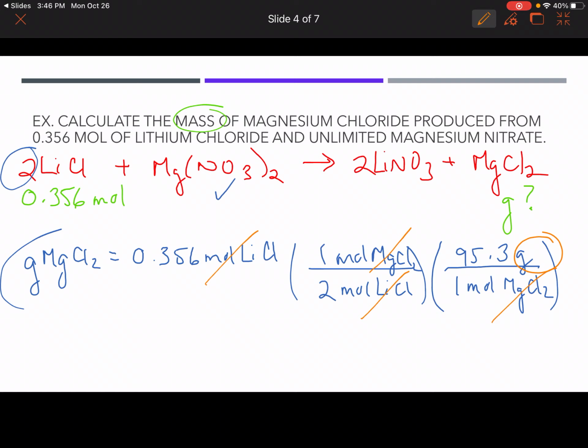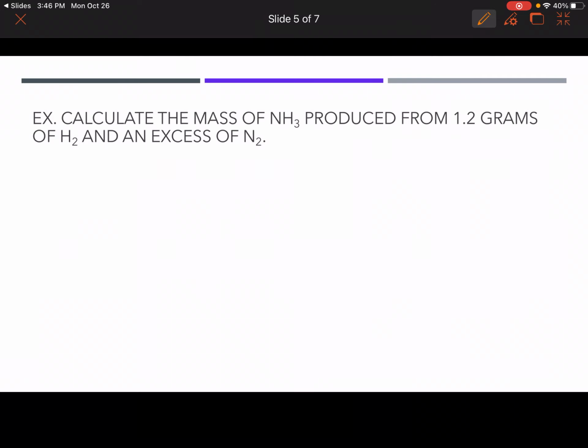0.356 multiplied by 95.3 divided by 2, and my answer is 16.9634 grams. But I look here in the question for the sig figs, and I can only have 3 sig figs in my answer. So I'm going to either put a bar across there, or I'm going to round this to 17.0 grams. Okay, and that would be the magnesium chloride here. So looking at this, I had 2 brackets, right? So going from grams to moles is going to require 2 brackets for me.